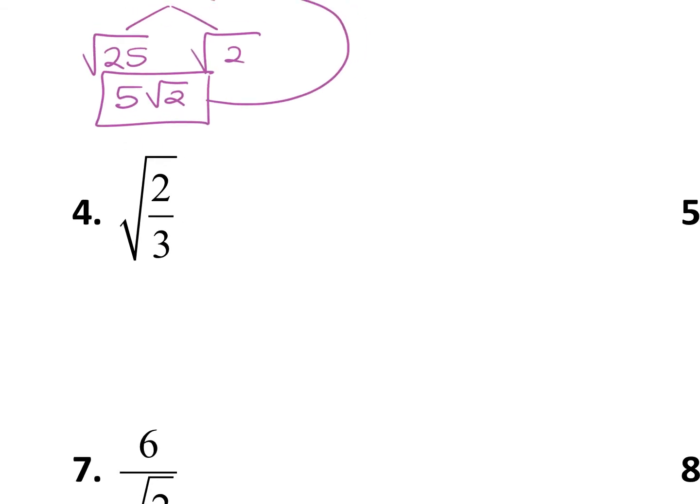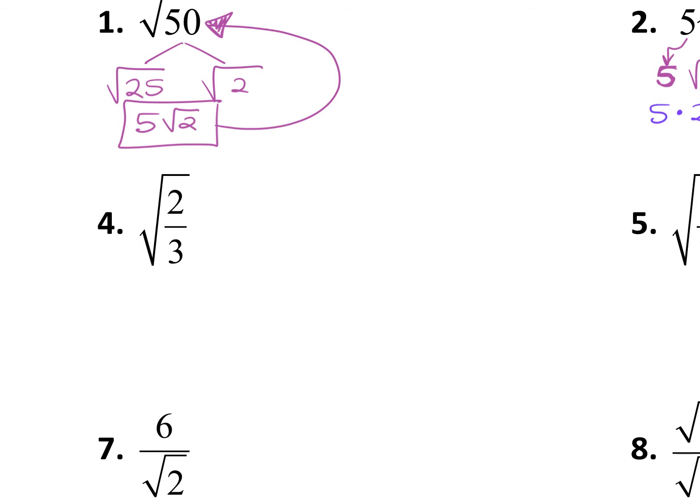Okay, this one looks a little different. We said we cannot have a fraction under our radical. So we're going to break this into the square root of 2 over the square root of 3. Does anyone remember how to rationalize this fraction? There's something you can multiply by to get that radical out of the denominator. Anyone remember it?